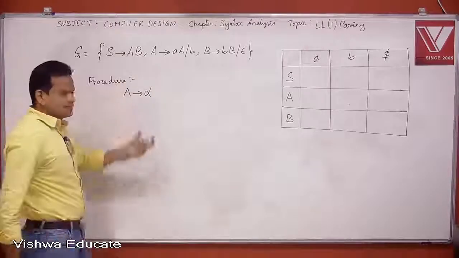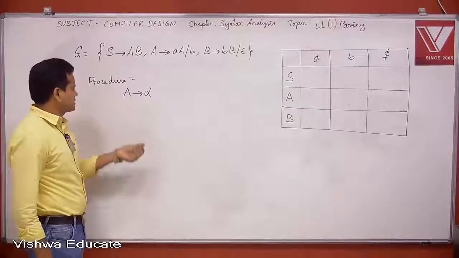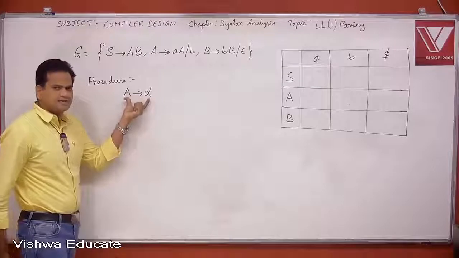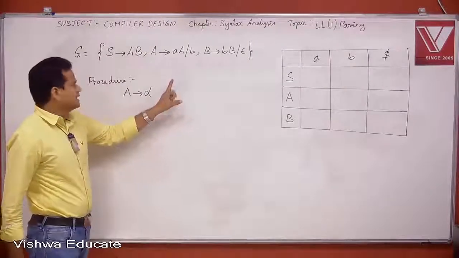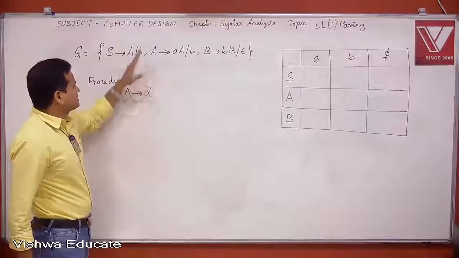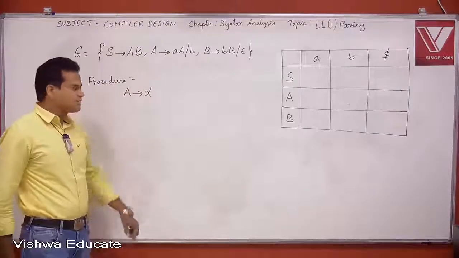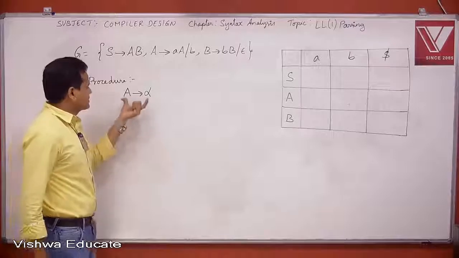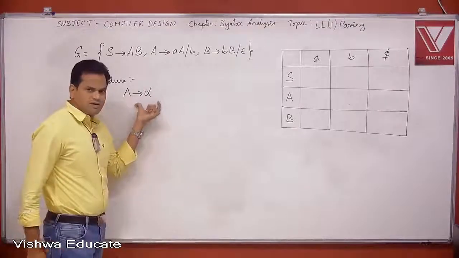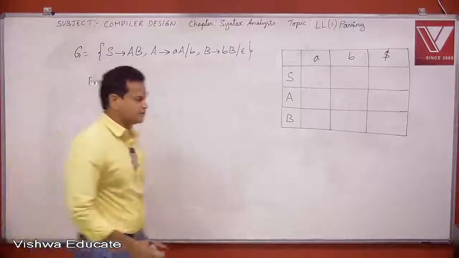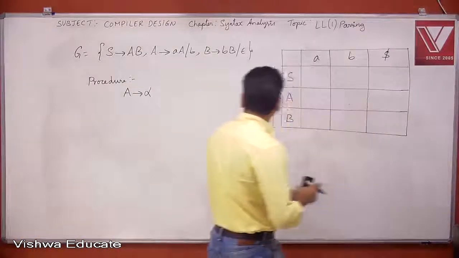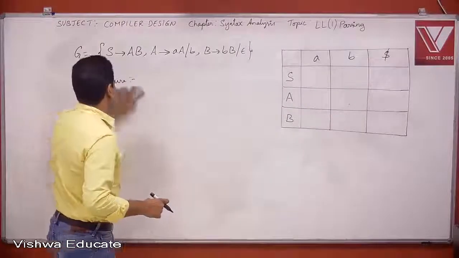We consider every production of the form A derives alpha, because this is a context-free grammar. I repeat, every production, the left side will be a single non-terminal. So we take every production of the form A derives alpha and proceed as follows. What is the procedure? The first one.